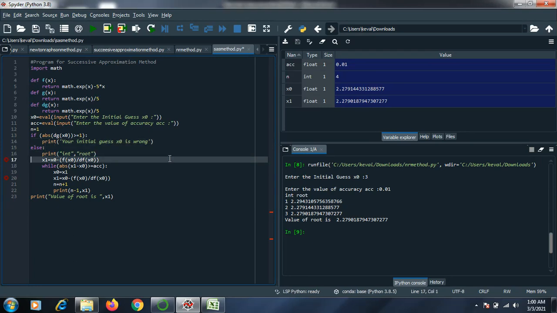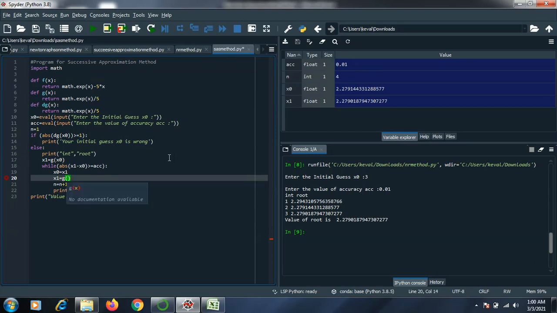This will remain as it is. This is going to remain as it is. The root value is going to change. How to find the root value? Just by placing the value of g of x0. Then while x1 minus x0 is greater than or equal to accuracy, x0 equals x1, then the value of x1 equals g of x0, then n equals n plus 1, print the value of root is x1. Now this will become the program of the successive approximation method.